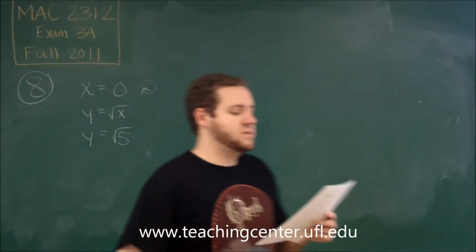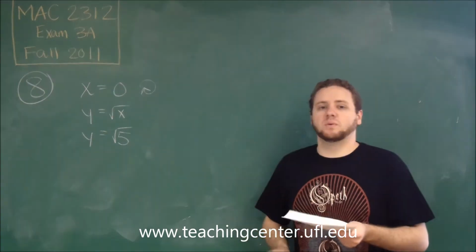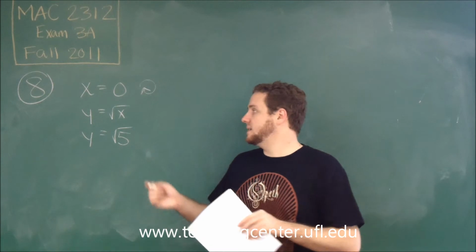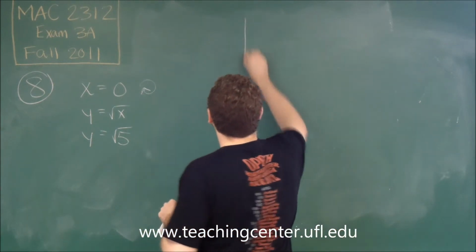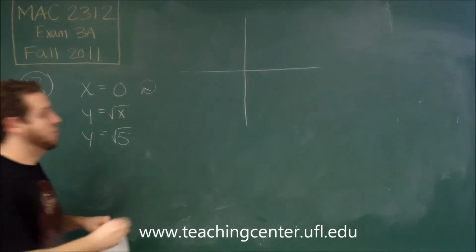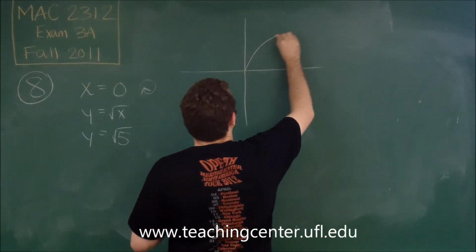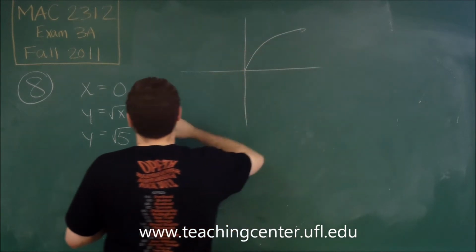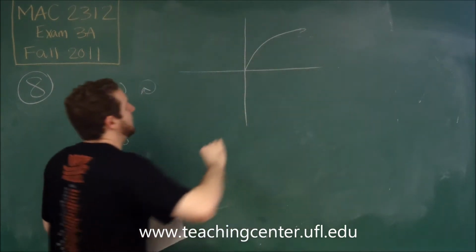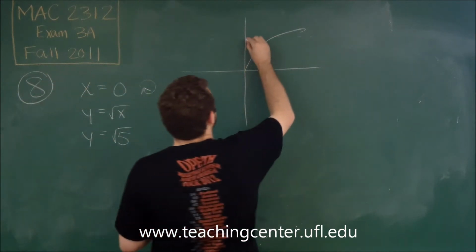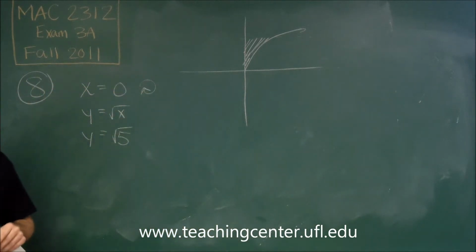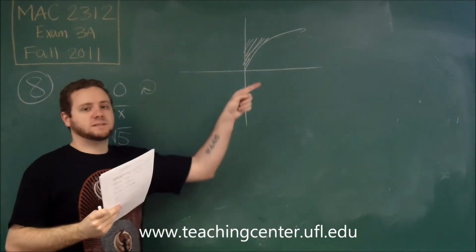There's one thing that you should keep in mind when we're doing the standard disk method, which is: in which direction are we rotating? In this case, since we're rotating about the y-axis, let me draw out this graph. So we have y equals square root of x, which looks like that. y equals square root of 5 is just going to be some horizontal line, and we're bounded by the y-axis also. So we have this area in there, but we're rotating horizontally.